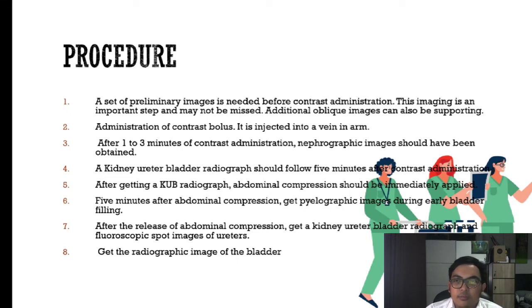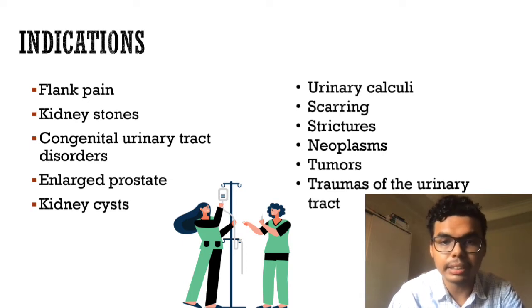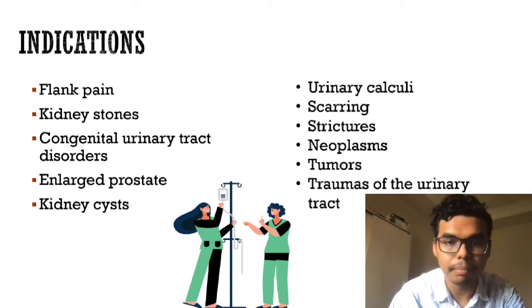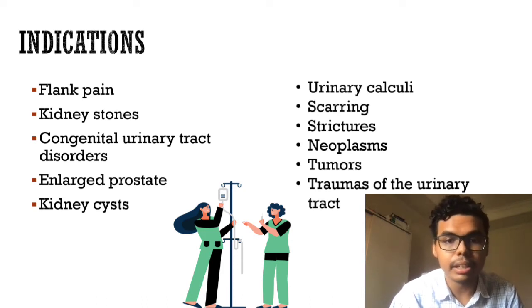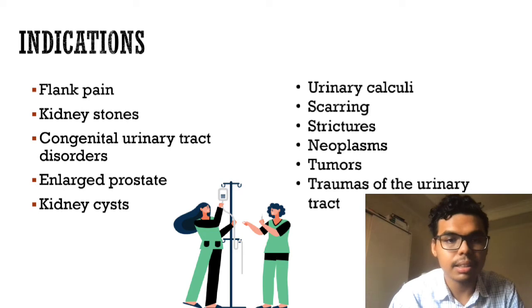Thank you. Hello, my name is Aurelius Fulbertus Novito, and I will continue the presentation about indications and contraindications. Intravenous pyelogram is used in investigations for flank pain. It can also be used if the patient has hematuria and other lower back pain, which is considered to be related to kidney injury. Other conditions that can be diagnosed using intravenous pyelogram include kidney stones, congenital urinary tract disorders, enlarged prostate, kidney cysts, urinary calculi, scarring, strictures, neoplasms, tumors, and traumas of the urinary tract.